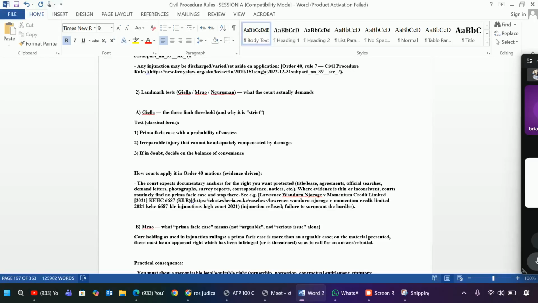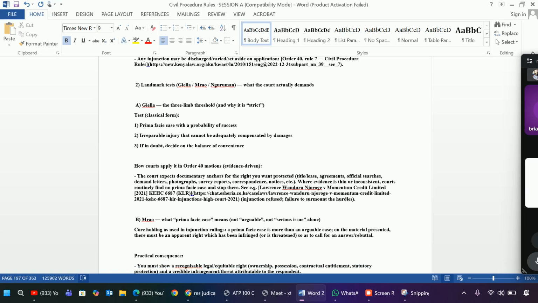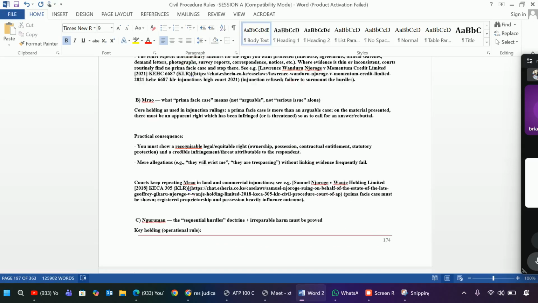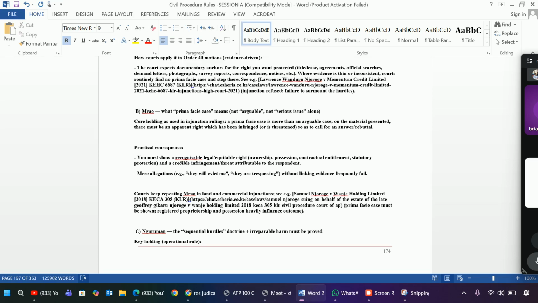So prima facie case with a probability of success, irreparable injury that cannot be adequately compensated by damages, and if in doubt, the court will decide on the balance of convenience. Then, Mrao decision. The core holding, as used in injunction rulings, is that a prima facie case is more than an arguable case. On the material presented, there must be an apparent right which has been infringed or is being threatened so as to call for an answer or rebuttal.